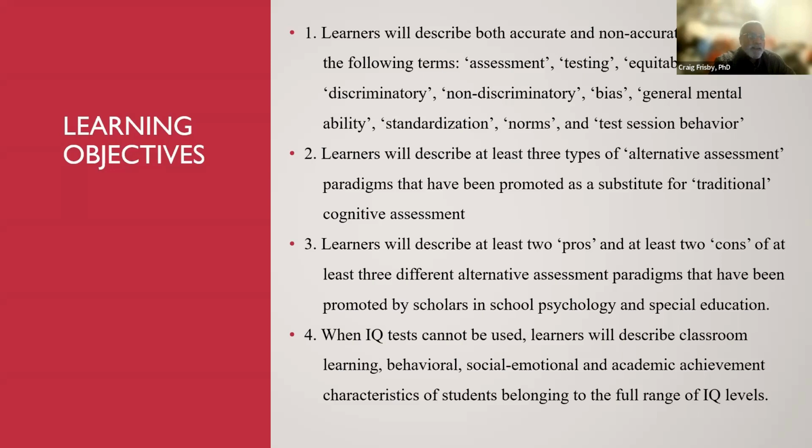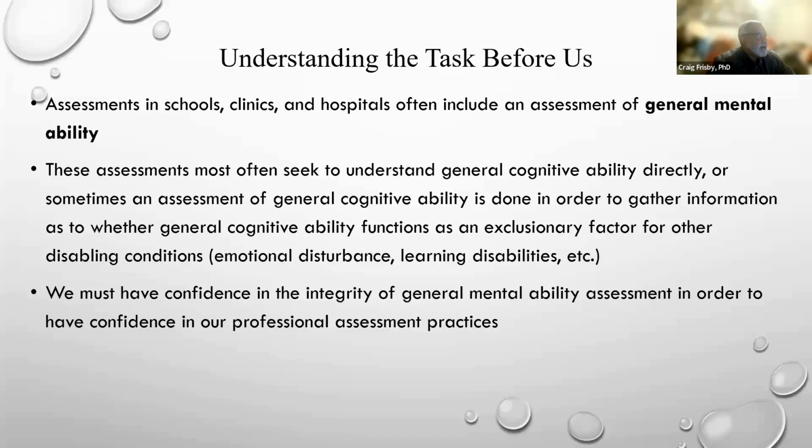Number three, I'd like you to be able to describe at least two pros and two cons of at least three different alternative assessment paradigms that have been promoted by scholars in both school psychology and special education. And then number four, when IQ tests cannot be used, learners will be able to describe, again, the classroom learning, behavioral, and social emotional characteristics of kids who obtain IQ scores within certain ranges. So that's kind of the broad overview of what I'd like for us to learn through this webinar.